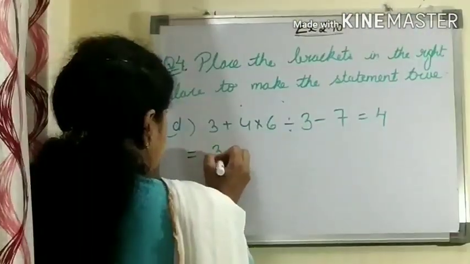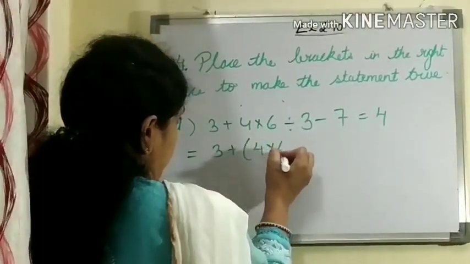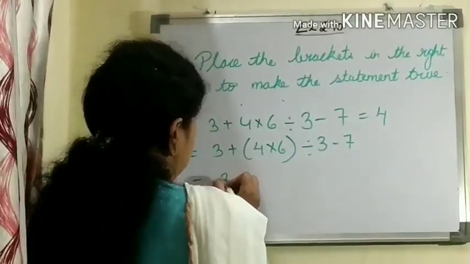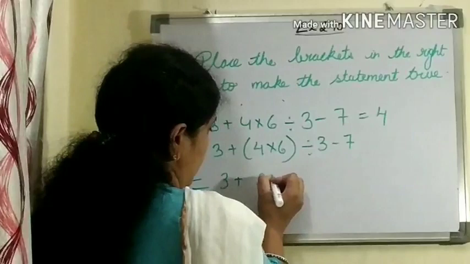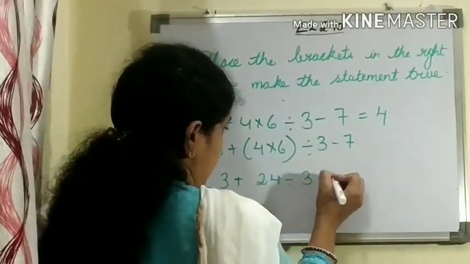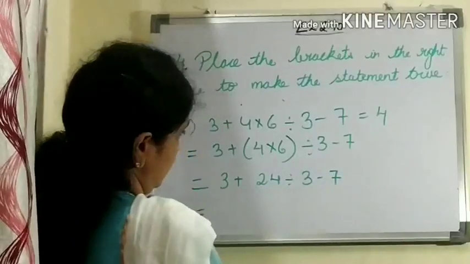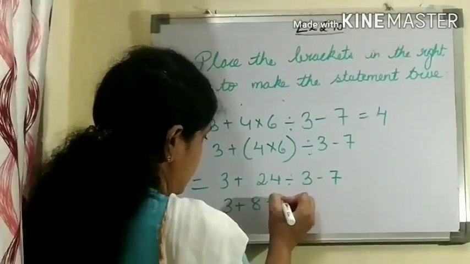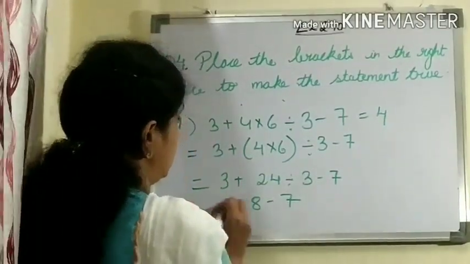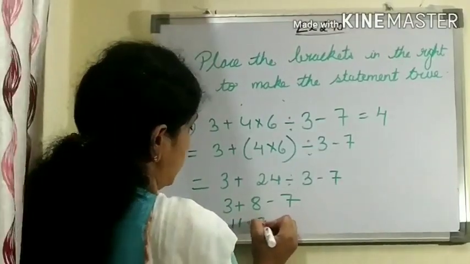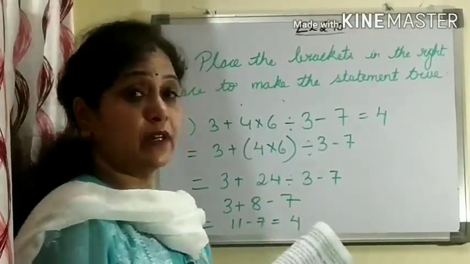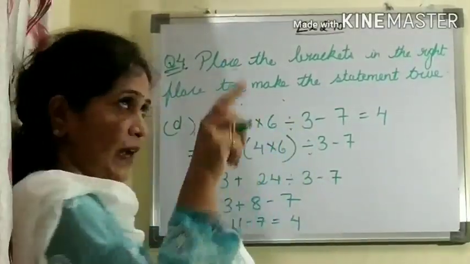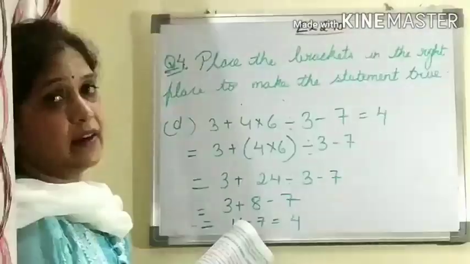Similarly, we would put the bracket in 3 plus, if I put the bracket in this form, divided by 3 minus 7. Then it comes 3 plus 6 fours are 24, 24 divided by 3 minus 7. So it will be 3 plus 8 minus 7. So it becomes 8 plus 3 is 11, 11 minus 7 and the answer comes 4. That means we have assumed it correctly. So where will the bracket be? The bracket will be on 4 into 6. If I put the bracket there, then I am getting the correct answer.